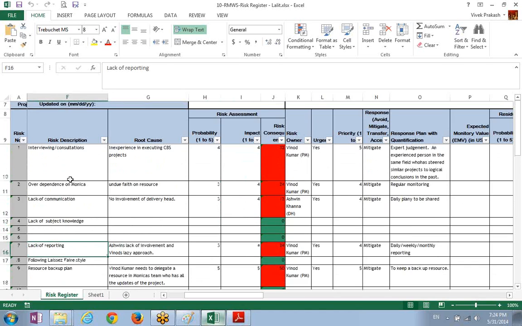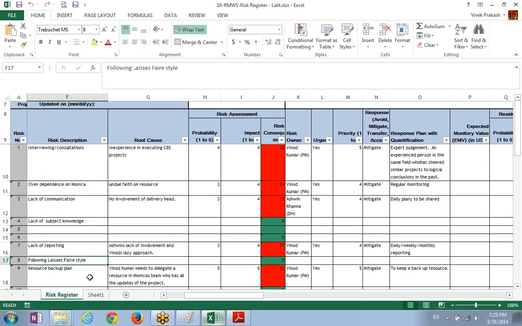No, it is not 9 actually. 1, 2, 3, 4, 5, 6, 7. Okay, 7. But it's still more than 3. Lack of reporting. Yes, lack of reporting. But how much impact does it have? Is it a red one? Do over dependence on Monica and lack of reporting have equal weightage?